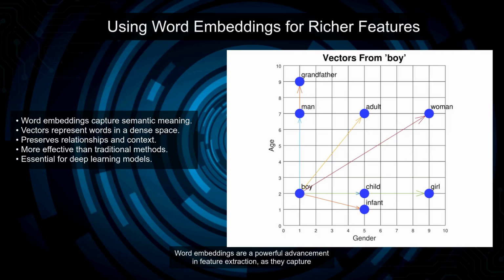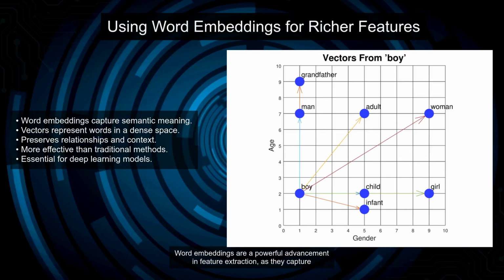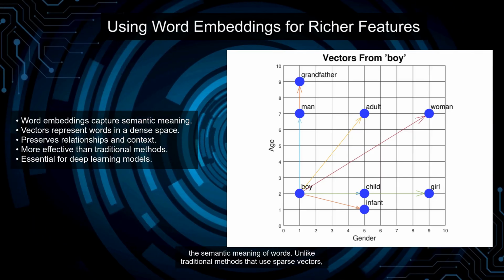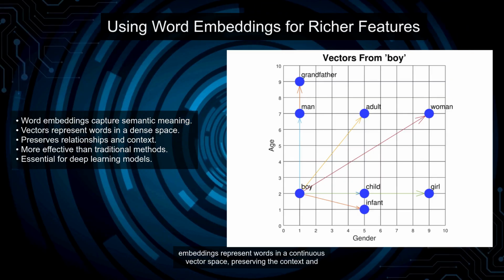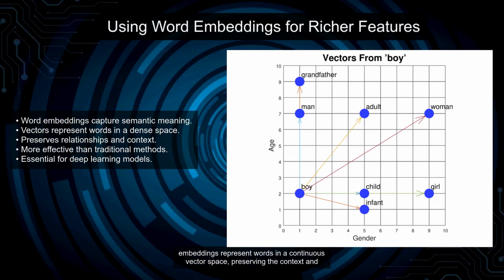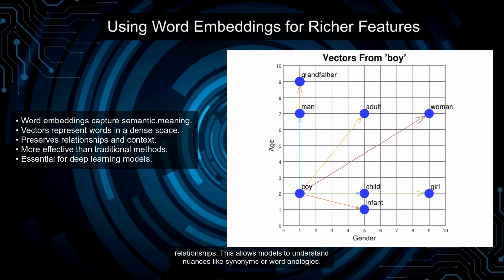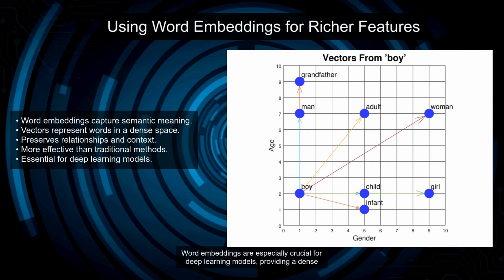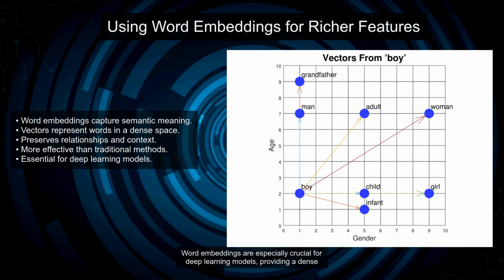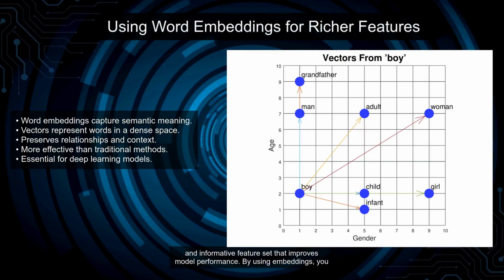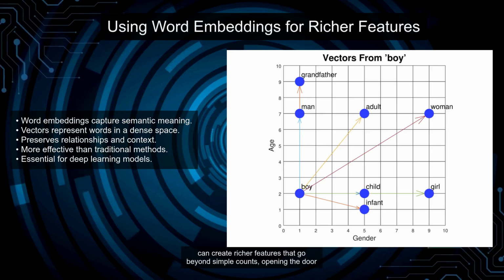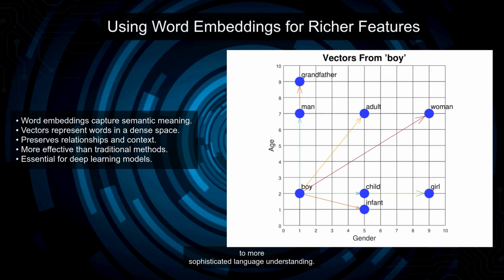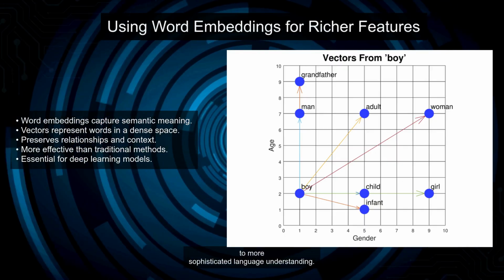Word embeddings are a powerful advancement in feature extraction, as they capture the semantic meaning of words. Unlike traditional methods that use sparse vectors, embeddings represent words in a continuous vector space, preserving the context and relationships. This allows models to understand nuances like synonyms or word analogies. Word embeddings are especially crucial for deep learning models, providing a dense and informative feature set that improves model performance. By using embeddings, you can create richer features that go beyond simple counts, opening the door to more sophisticated language understanding.